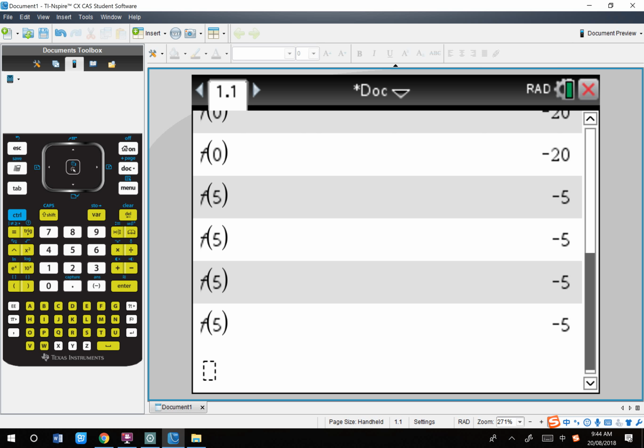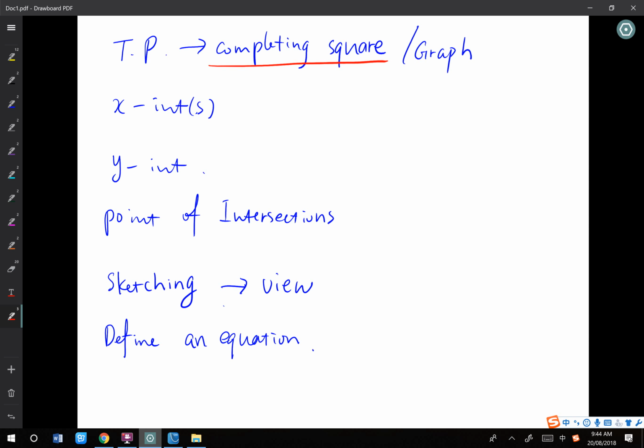So that's how to define the function, and I have done that. How to find the y-intercept: you can sub 0 in, using f bracket 0. So that's how we sub values in. First define, and then put f(0) in.